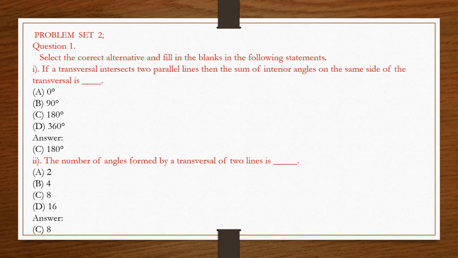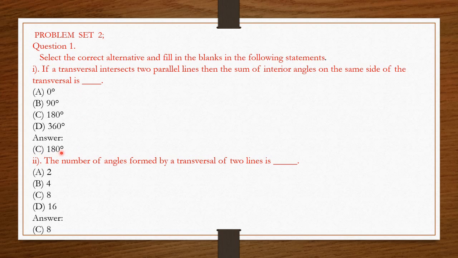Problem set 2, question 1. Select the correct alternatives and fill in the blanks in the following statements. First one: if a transversal intersects two parallel lines, then the sum of interior angles on the same side of the transversal is dash. The options are given: A 0 degree, B 90 degree, C 180 degree, D 360 degree. The answer is option C, 180 degree.